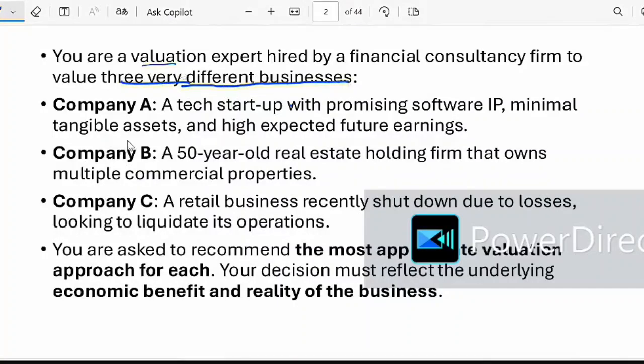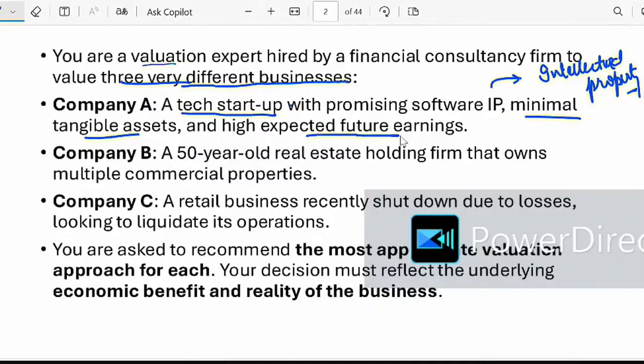So here is the first one, Company A. Company A is a tech startup, right? It has a promising software idea that is called IP. What is IP? IP is intellectual property. It has very few physical assets, no factory, no building, but huge potential to earn profit in the future. That is called high expected future earning. So this is about Company A.